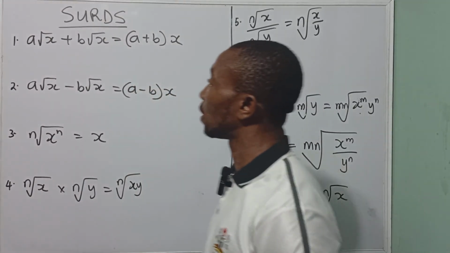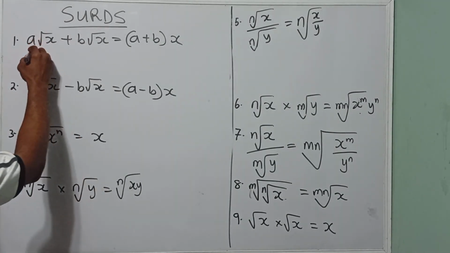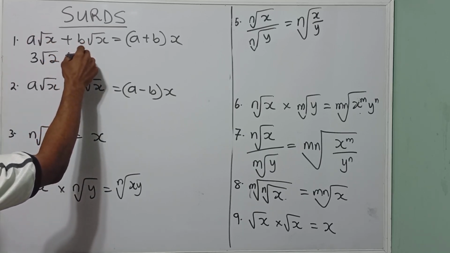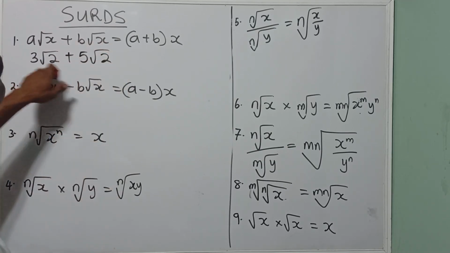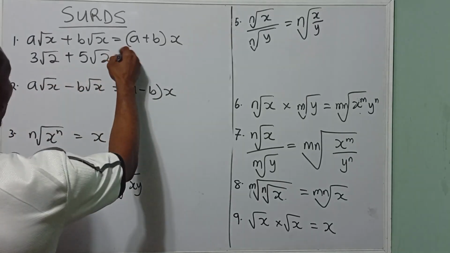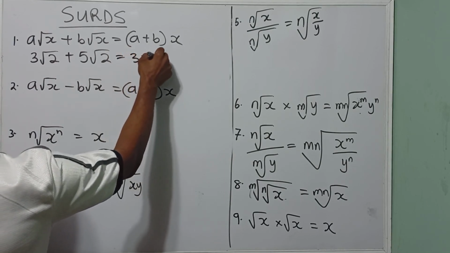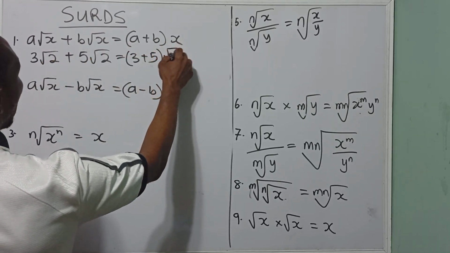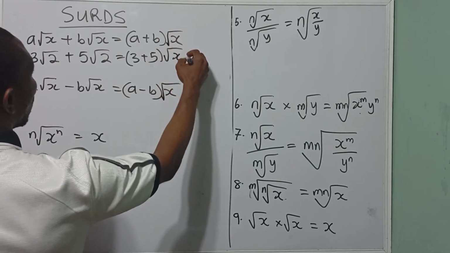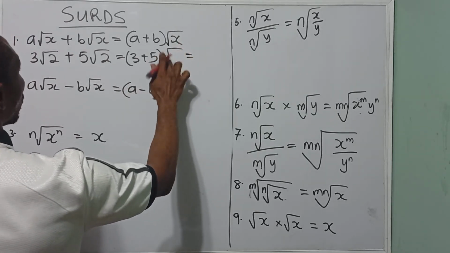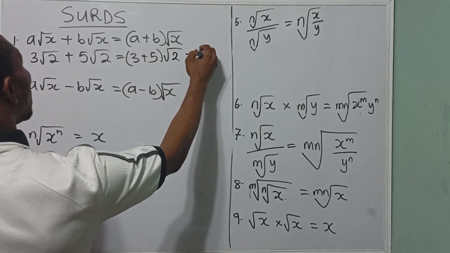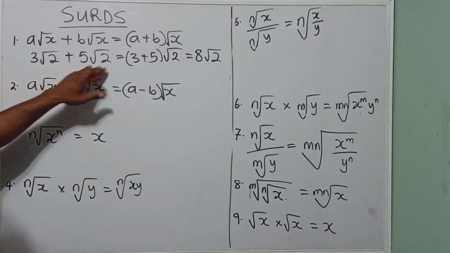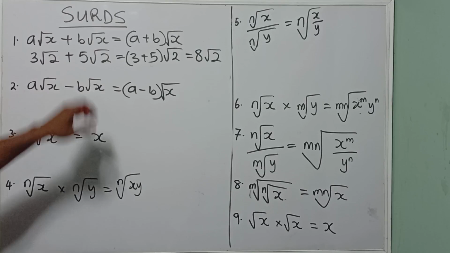Alright, now looking at a few examples here from question 1, if we have 3 root 2 plus 5 root 2. Since they have the same root signs, what we are going to do is 3 plus 5, root 2. So this gives us 3 plus 5, so root 2 here will stay, and 3 plus 5 will give us 8 root 2. As simple as that. So whenever your root signs are the same, you can add up the numbers outside.